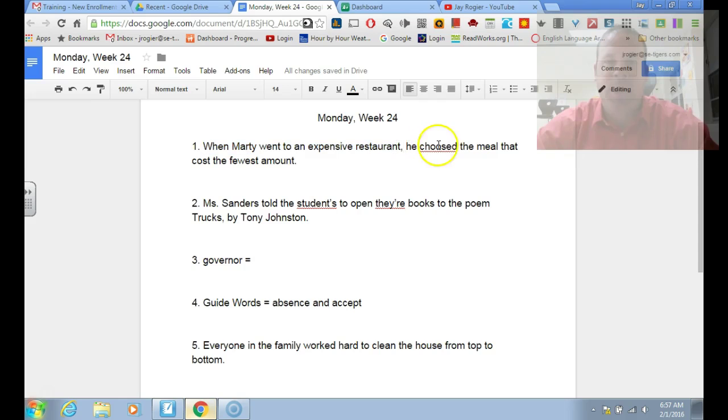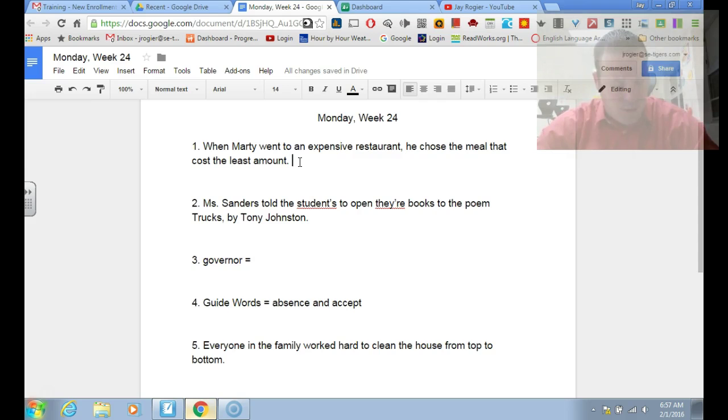Then the comma afterwards. He choosed, no, choosed is not a word. He chose the meal. And then it says that cost the fewest amount. And so you don't ever say the fewest amount. You say the least amount. So we're going to get rid of that fewest, and we're going to change that to the least amount. So that's how that should look. When Marty went to an expensive restaurant, he chose the meal that cost the least amount.